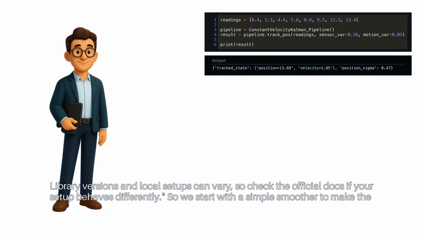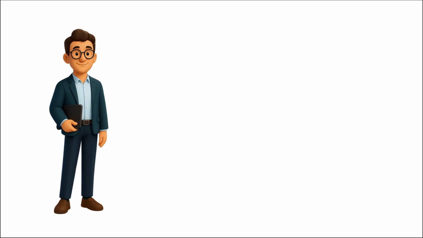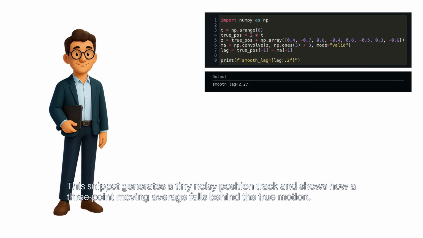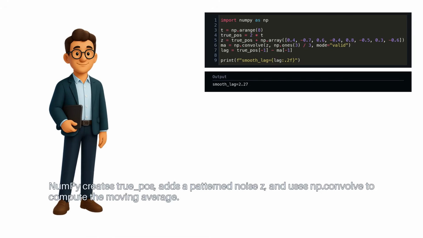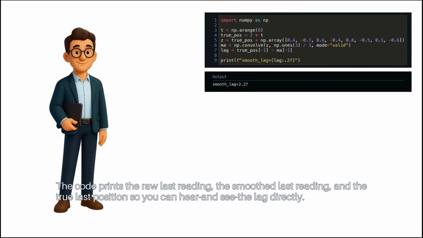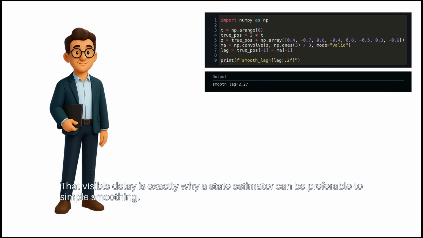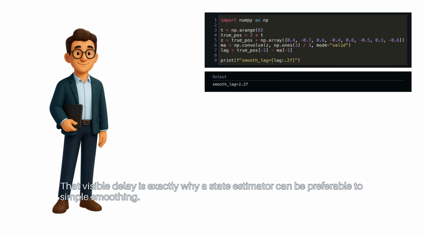So we start with a simple smoother to make the lag obvious. This snippet generates a tiny noisy position track and shows how a 3-point moving average falls behind the true motion. NumPy creates true pos, adds a patterned noise, and uses np.convolve to compute the moving average. The code prints the raw last reading, the smooth last reading, and the true last position, so you can see the lag directly. That visible delay is exactly why a state estimator can be preferable to simple smoothing.